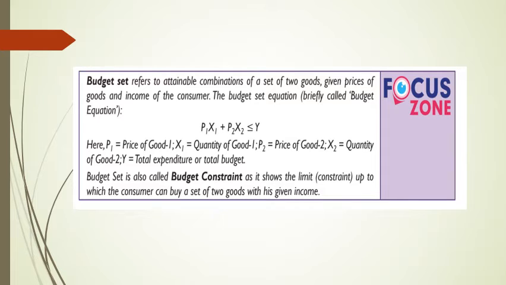The budget line or budget set equation is P1 x1 plus P2 x2 is less than or equal to Y. That is price of good 1 multiplied by the units of good 1 plus price of good 2 multiplied by the units of good 2 is less than or equal to total income of the consumer or total expenditure of the consumer.